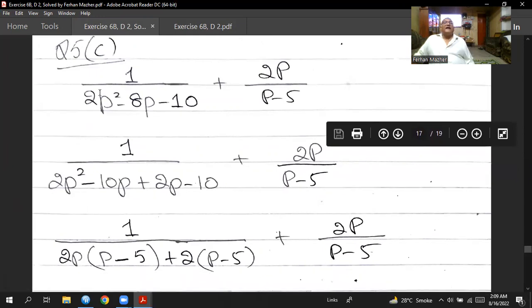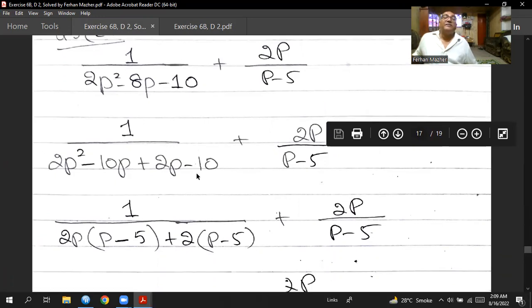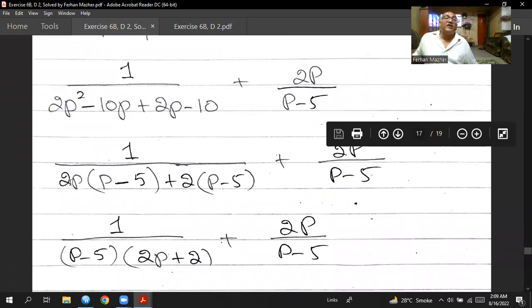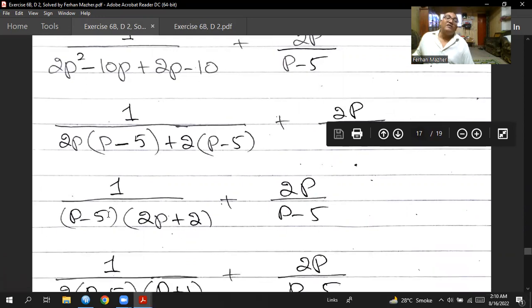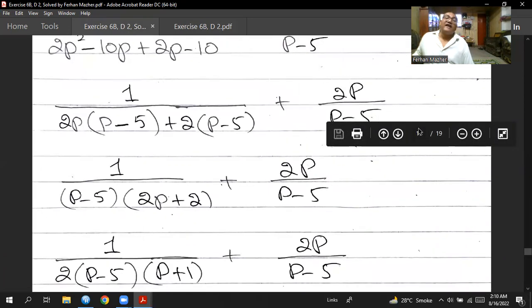So here you can see I have done the midterm breaking of this denominator. This will be 2p square minus 10p plus 2p minus 10, and rest of the things are same. So now from the first two terms, 2p is common. So in the bracket, you will have p minus 5. From the last two terms, plus 2 is common. So in the bracket, you will have p minus 5. Now the p minus 5 bracket will be common. And the rest of the thing is as it is.